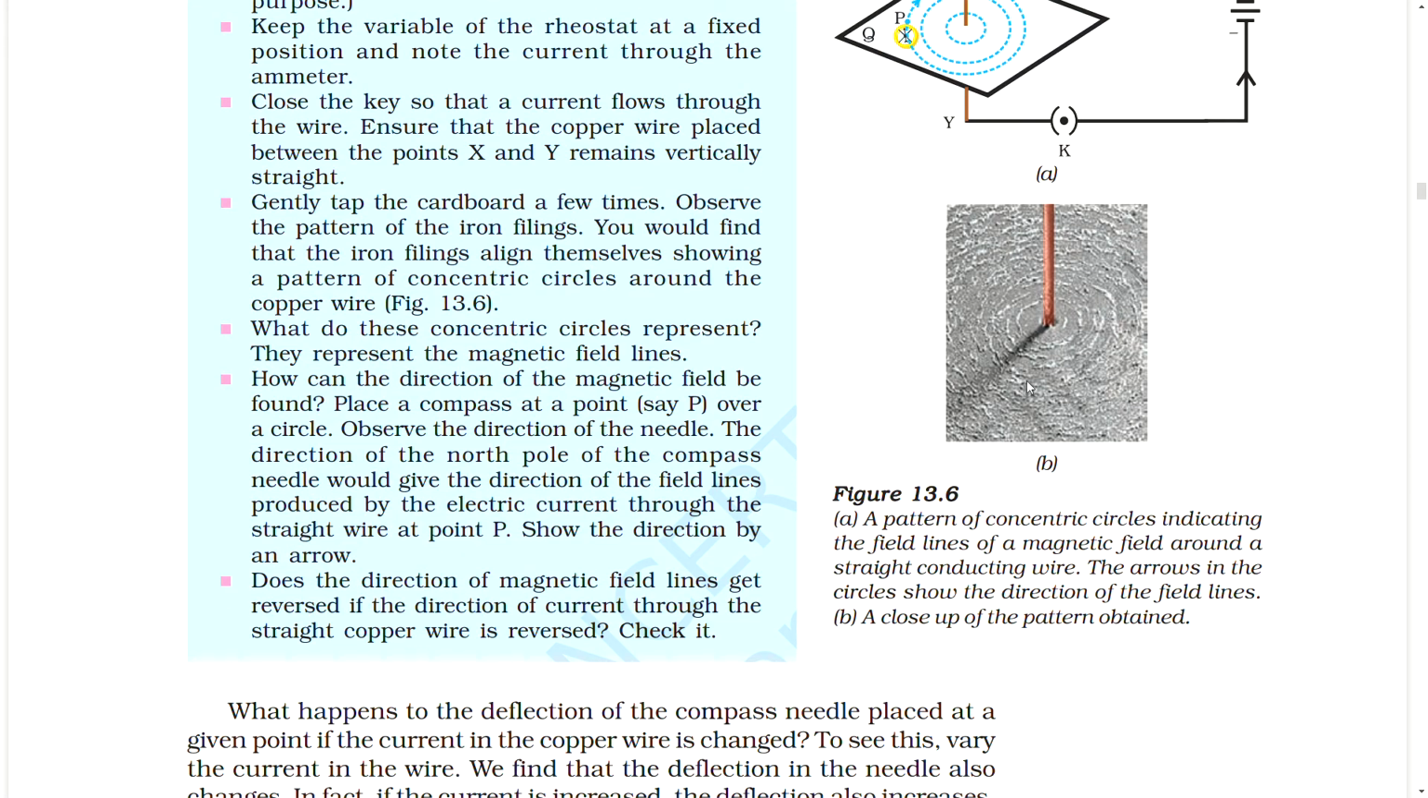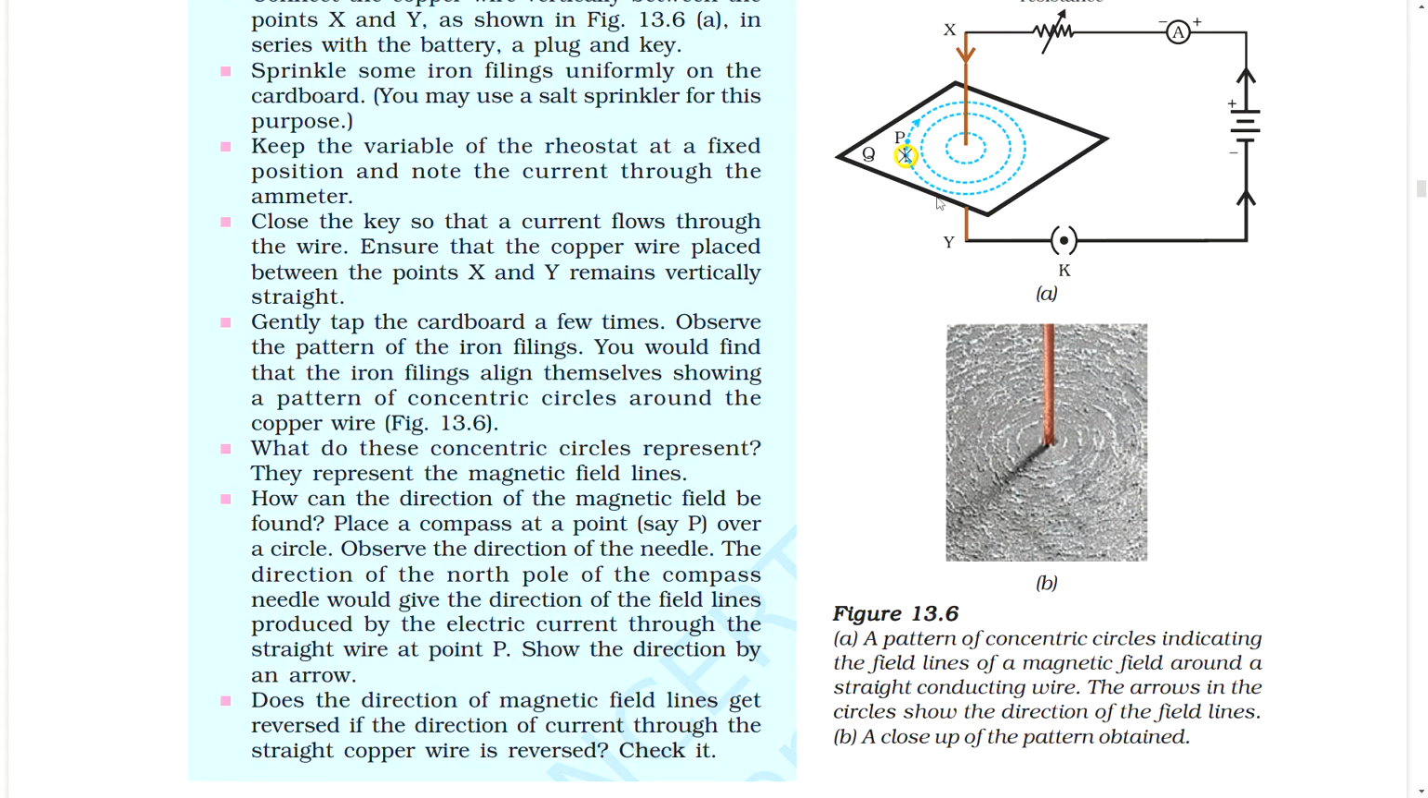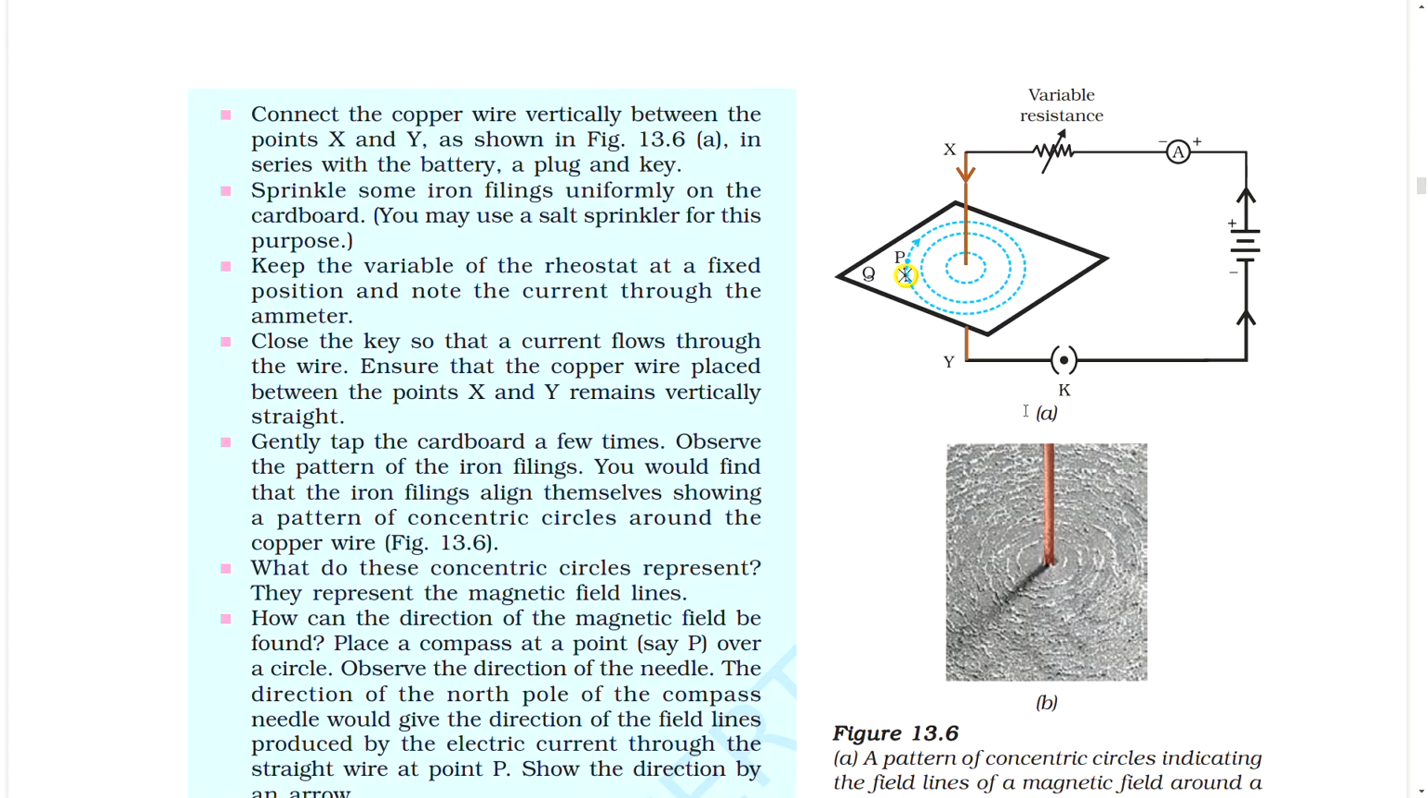Figure A. A pattern of concentric circles indicating the field lines of a magnetic field around a straight conducting wire. The arrows in the circle show the direction of the field lines. B. A close-up of the pattern obtained. X, Y, P, Q, variable resistance, ampere, K.